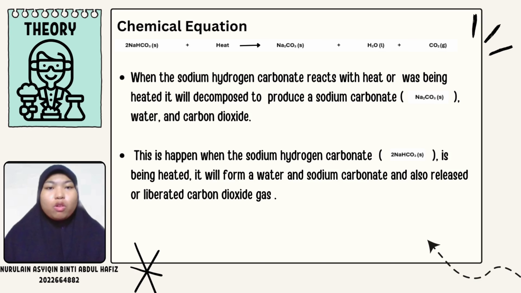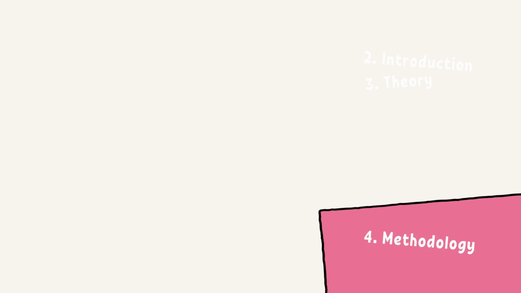This happens because when the sodium hydrogen carbonate is heated, the sodium carbonate will be formed when the sodium hydrogen carbonate is dehydrated, and it will form water molecules, and it will liberate the CO2 gas. That's all for the theory. Thank you.